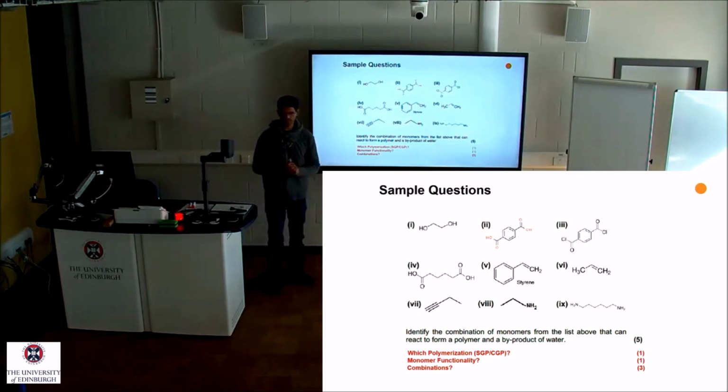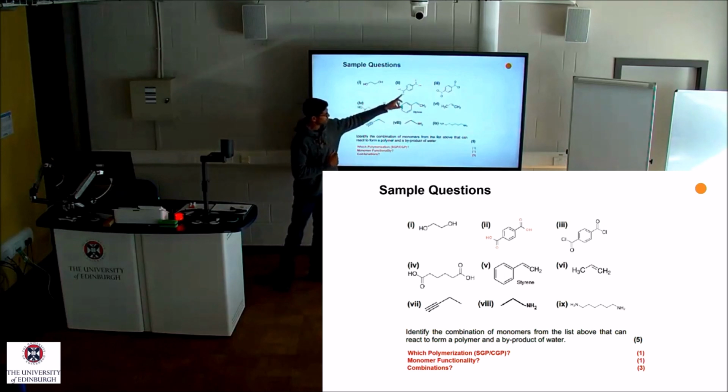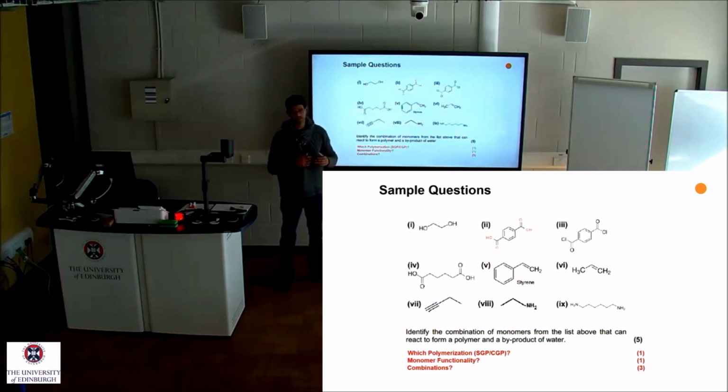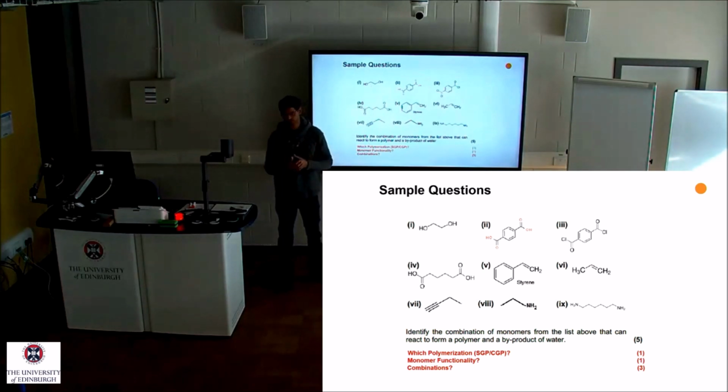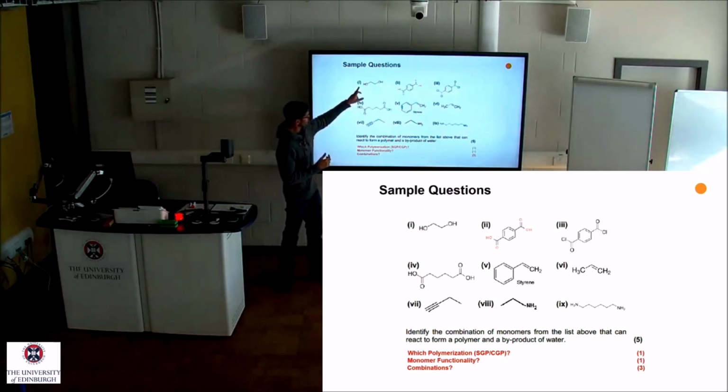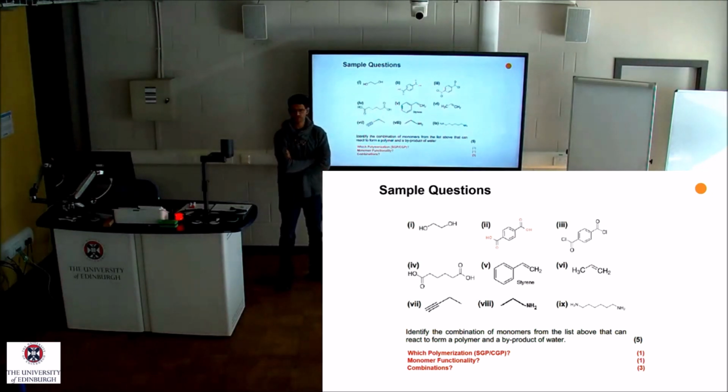I think you already did a little bit of thinking about it. So if we start from the first example and try to combine these with each other and see which combination is going to give water as a byproduct in SGP, if I think about the combination between 1 and 2, do you think it's a feasible reaction in SGP?